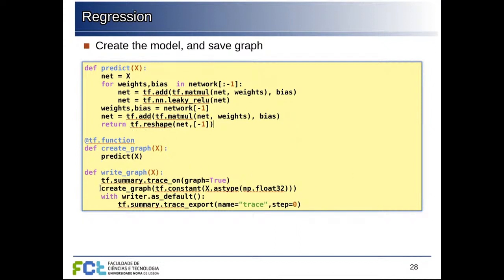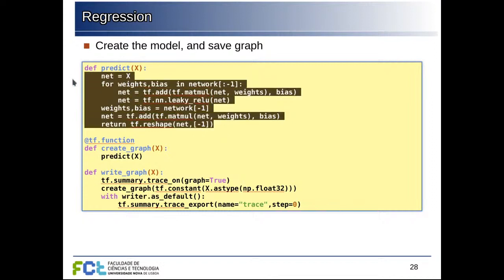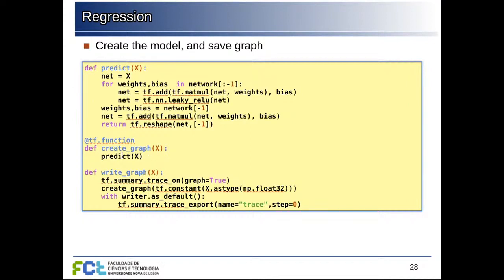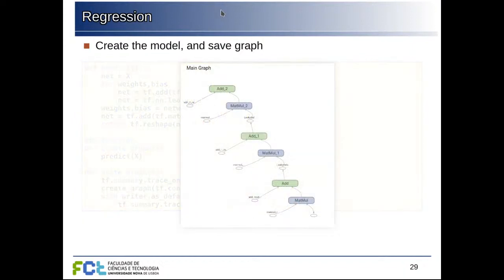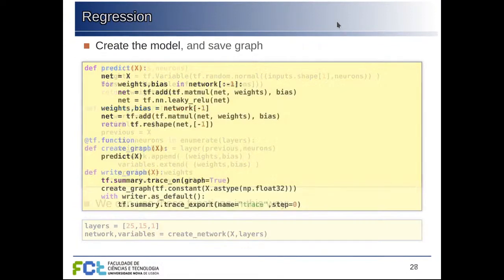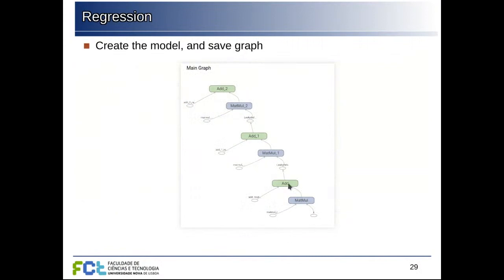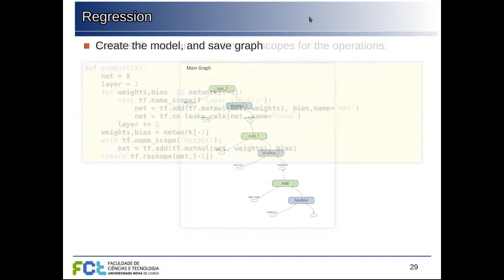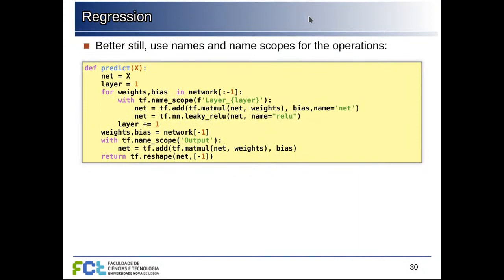So if you want to write this graph, you can just, for example, call predict. We don't need all the derivatives and so on. We just need to look at the model of our network. So if you create the graph calling this predict function, you get something like this. In this case, I created 3 layers with 25, 15, and 1 neuron, and we have them here, the matrix multiplication, the sum, and then the matrix multiplication, the sum, and so on. And then we have everything until we reach the end.